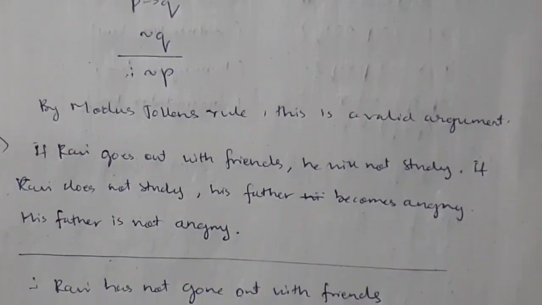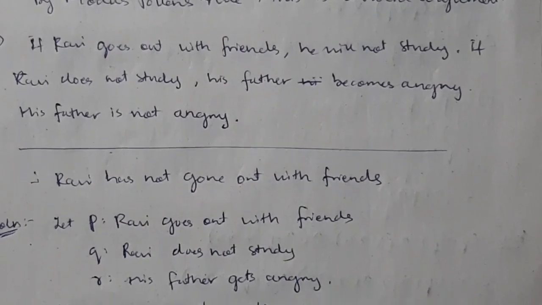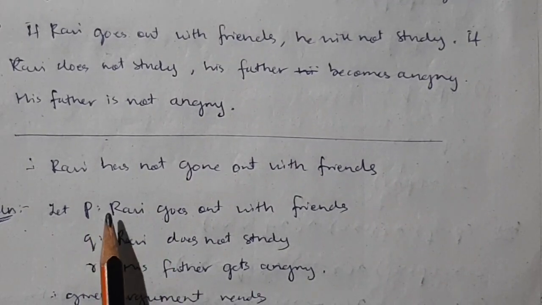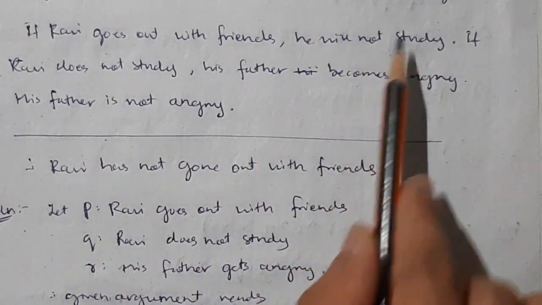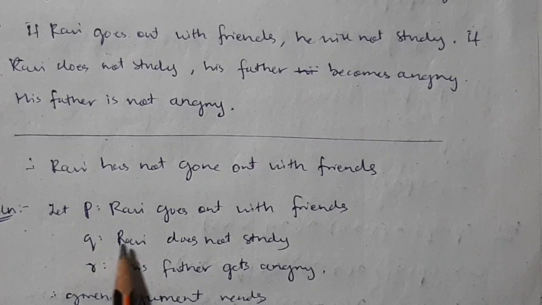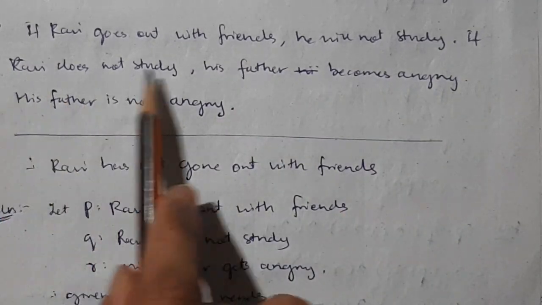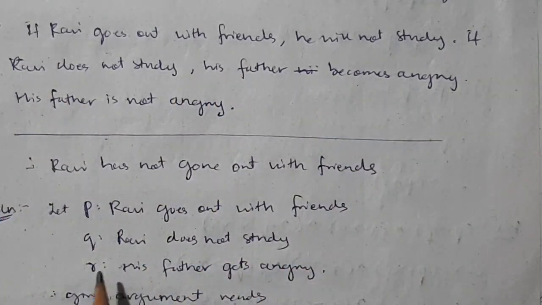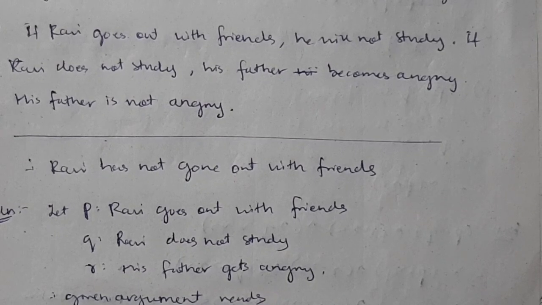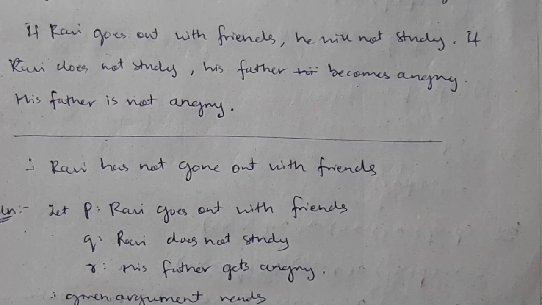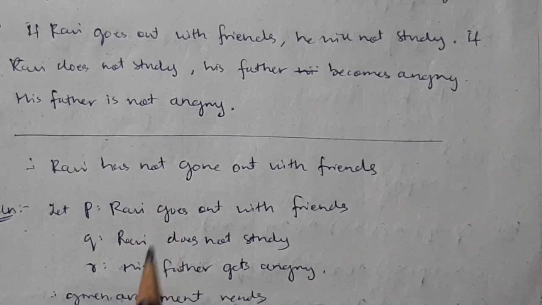Let's see one more question. If Ravi goes out with friends, that's taken as statement P. He will not study, that's taken as Q. If Ravi does not study, his father will become angry. That can be taken as R. You got an idea, right, how to form the sentences. After you have taken these three, what is given?